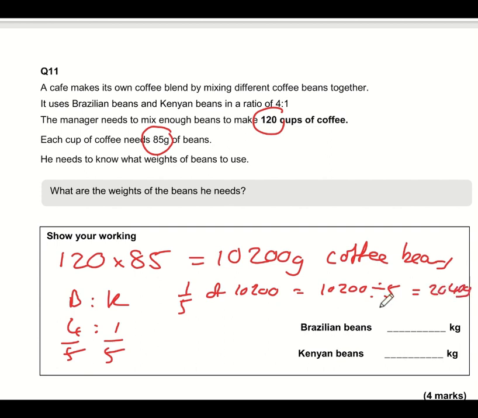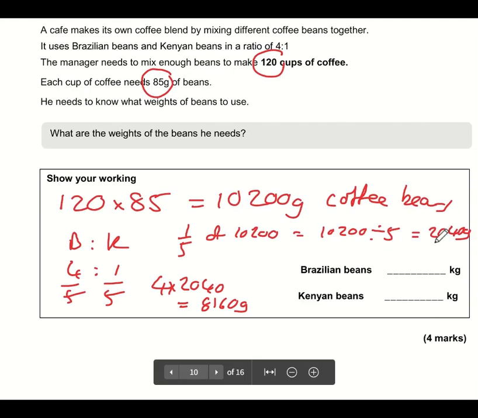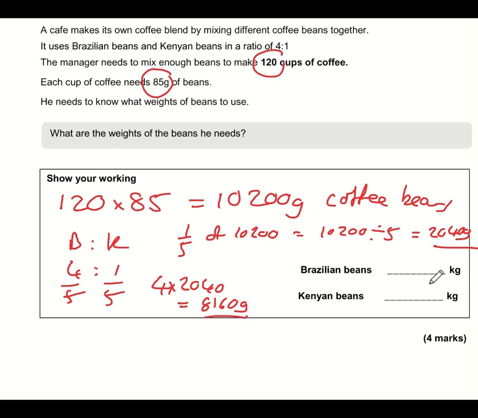2,040 grams. Now if 1/5 is 2,040, then 4/5 is going to be 4 times 2,040, which is 8,160 grams. So this is the mass of the Kenyan, this is the Brazilian. We want it in kilos, so we're going to divide these by 1,000. So the Brazilian will be 8.16 and the Kenyan 2.04. And that's that question taken care of.